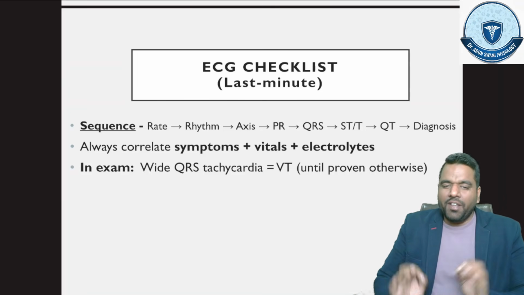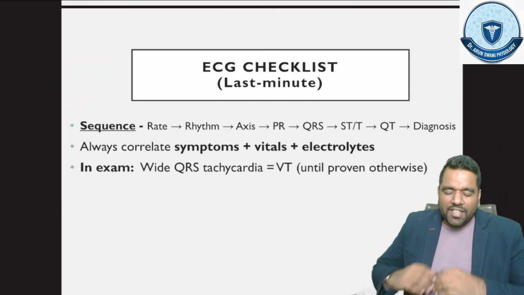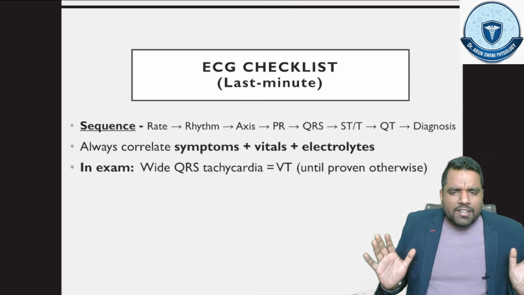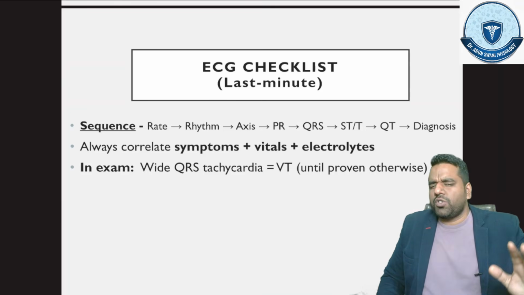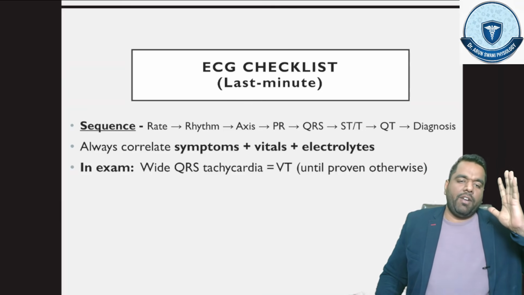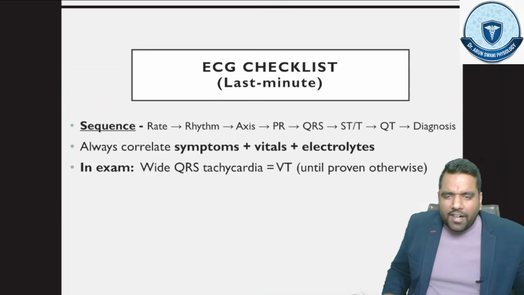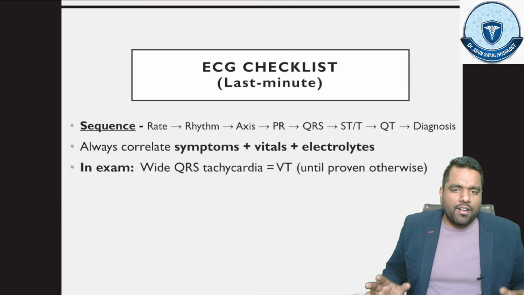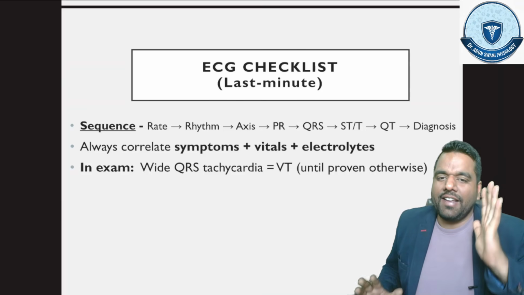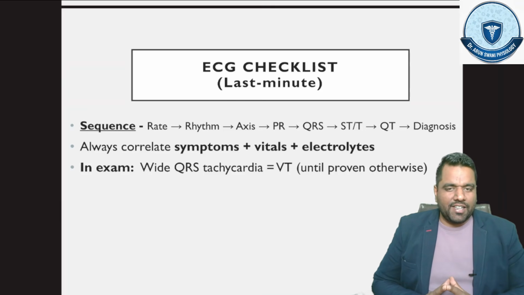And in the exam, if you see a wide QRS tachycardia, guys, if you are completely blind, if you are not remembering anything, without wasting so much time, go and choose the option of VT, right? Ventricular tachycardia. So whenever they ask a wide QRS and give a history of tachycardia, if you cannot understand anything, in the end what should you mark? Ventricular tachycardia, right?